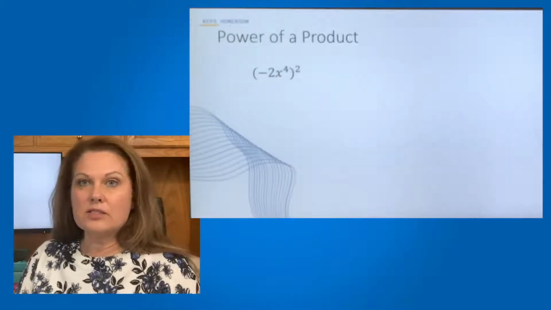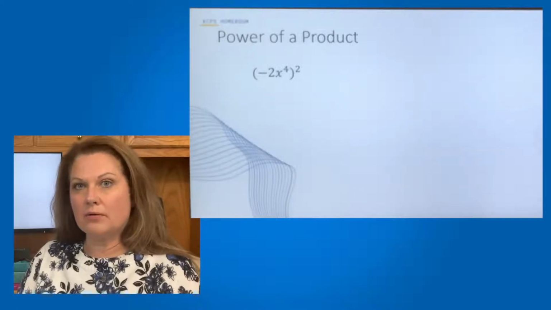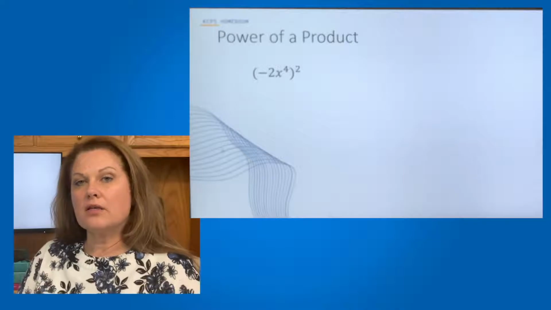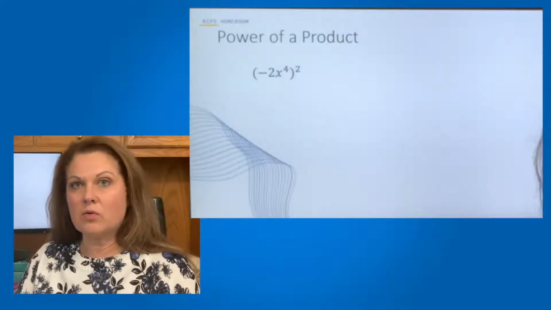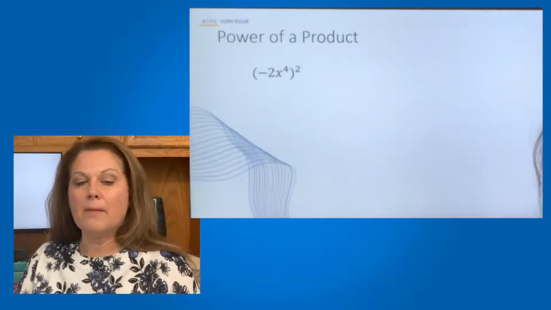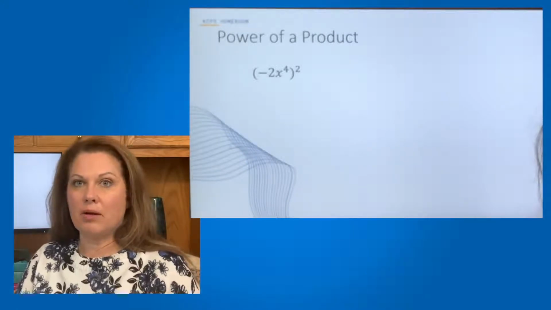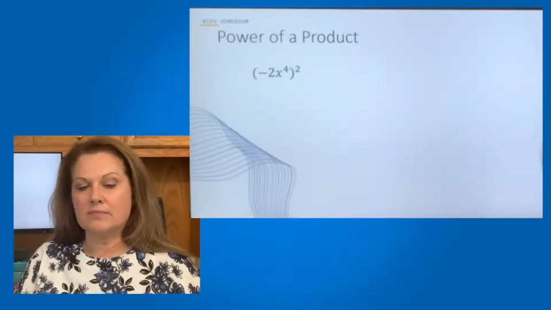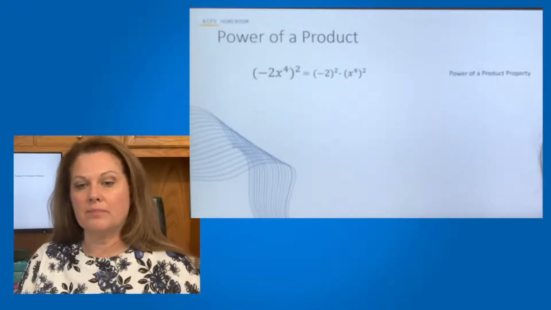Negative 2x to the 4th to the 2nd power. Now, a couple of things I want you to notice. The 2 is a negative, so we're going to have to be careful when we apply our power of a product property that we make sure that negative 2 is in parentheses. So let's take a look at how that would look.